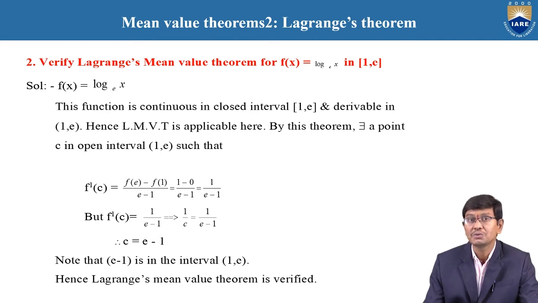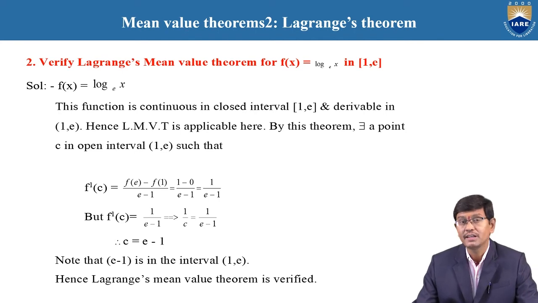Now we need to check whether c belongs to a comma b, with the help of f dash of c is equal to (f of b minus f of a) by (b minus a). Therefore, f dash of c, clearly the function is log x, so it is 1 by x only, is equal to (f of b minus f of a) by (b minus a). Here a is equal to 1 and b is equal to e. Therefore, f of b minus f of a is log e minus log 1, by b minus a, which is e minus 1.